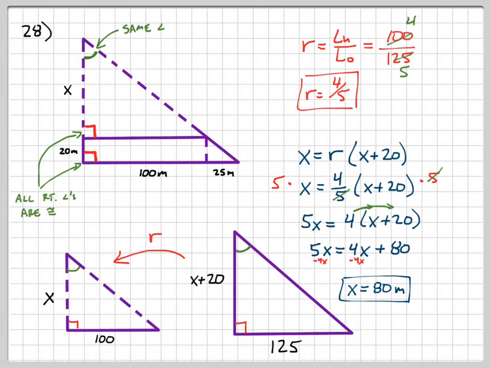And if I wanted to check and see if that made sense as an answer, that means that this would be 80 meters here. And this would be 80 plus 20, or 100 meters. And that seems reasonable because that still is a reduction going from my 100 to my 80, just as it was a reduction going from the 125 to 100.